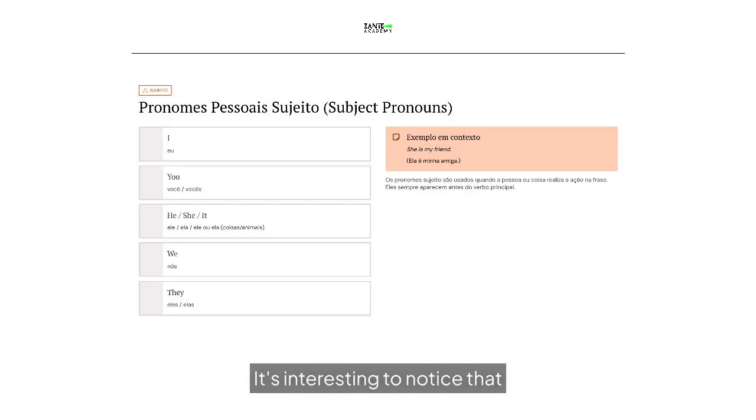It's interesting to notice that subject pronouns always come before the main verb in a sentence. This structure is essential for clear communication. To illustrate further, imagine you're talking about a group of friends. Instead of saying, "Maria and John went to the park and Maria and John played frisbee," you would say, "they went to the park and they played frisbee." Here, "they" replaces the names of Maria and John, making your conversation much smoother and more engaging.